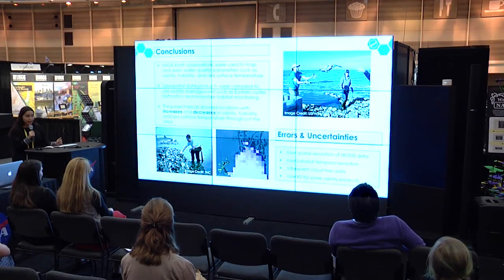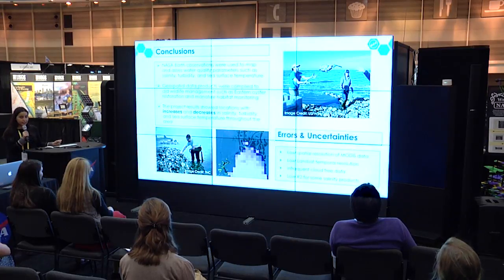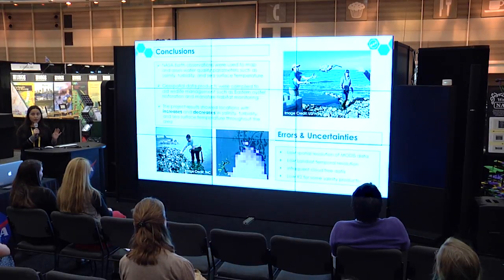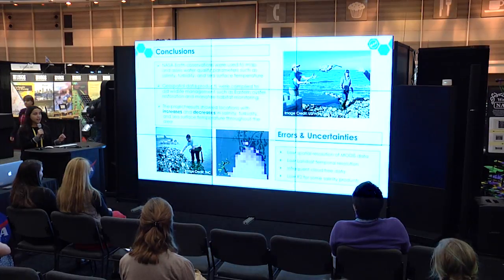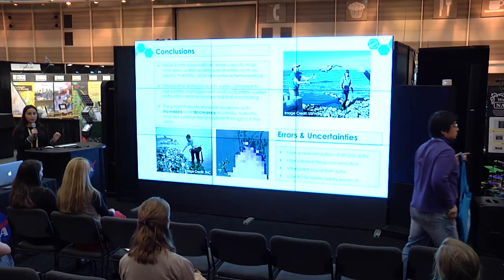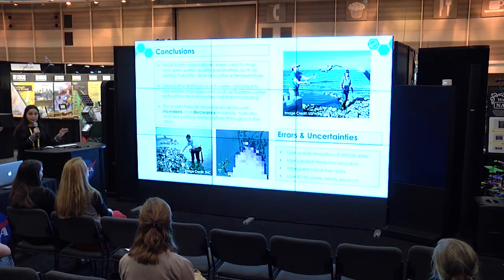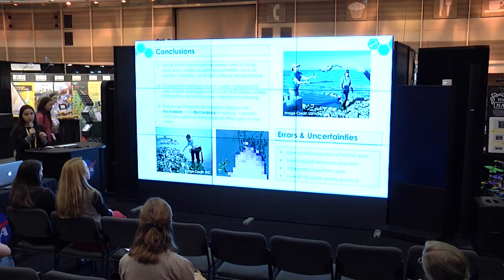The errors that we had were the low spatial resolution of MODIS data and the low temporal resolution of Landsat data. In addition, this area has very high cloud coverage, which would have affected our results. And also, we had a low R-squared value for some of the salinity products, which could have indicated a low correlation between the satellite sensor data and the in situ data that we had.